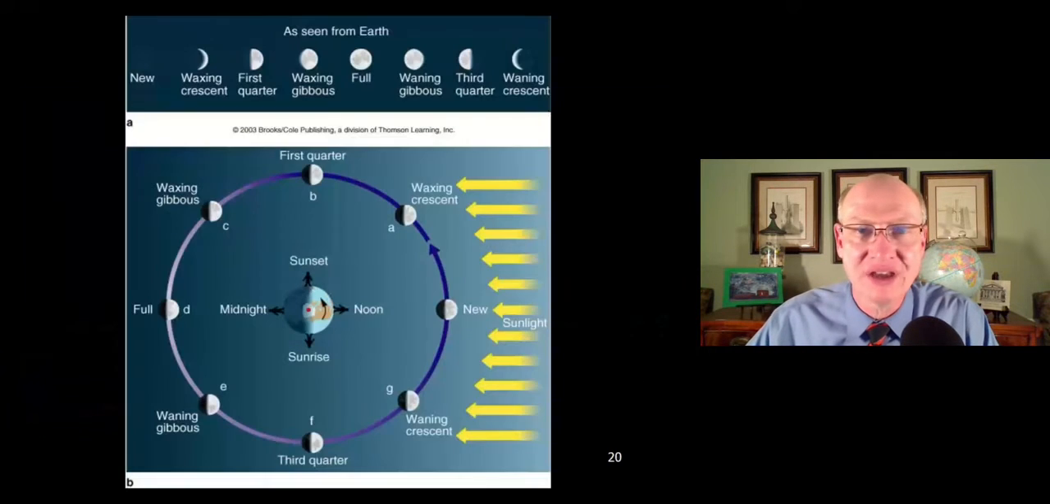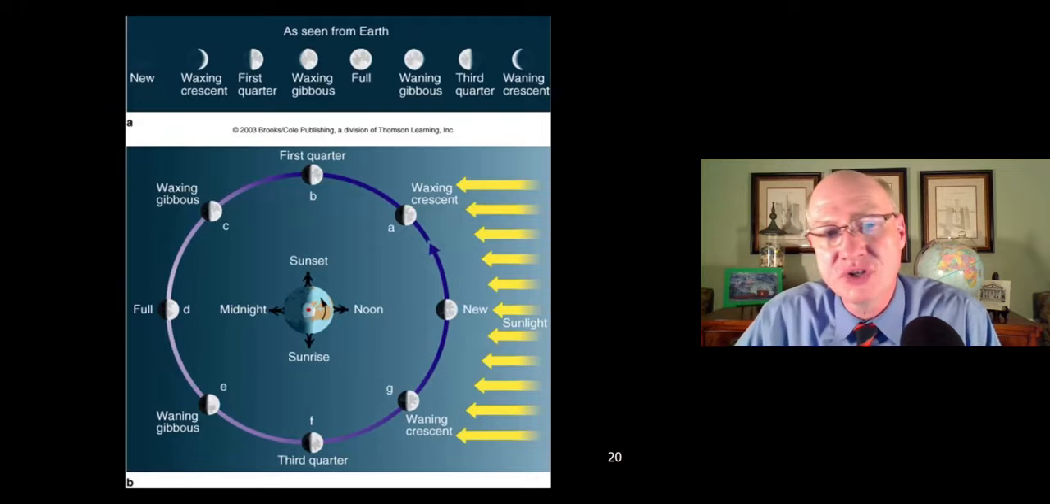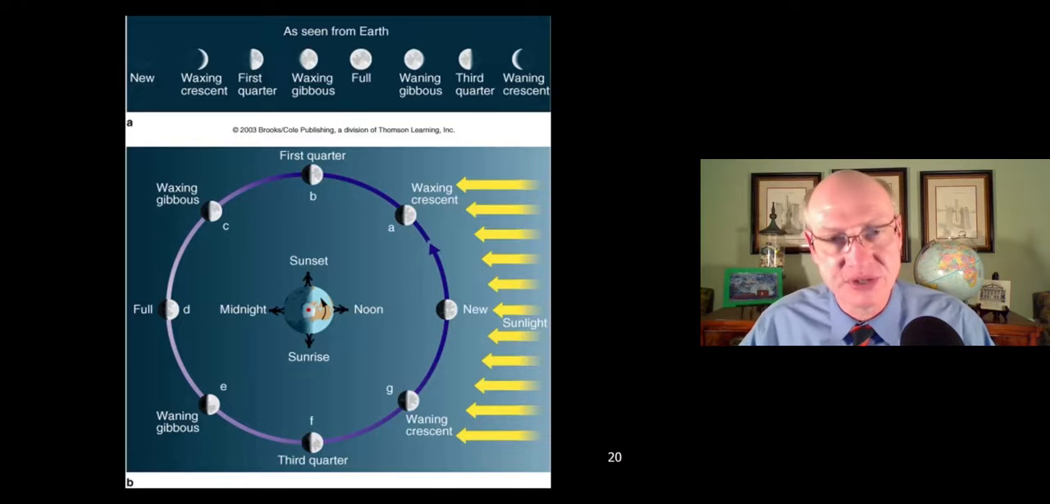So we want to understand why the moon goes through its phases, and there are two ways to do this. The first one is we can actually use a diagram like this to look at the phases of the moon. And the second one is to build a physical model. And we're going to do both of those. Let's start with this diagram first.